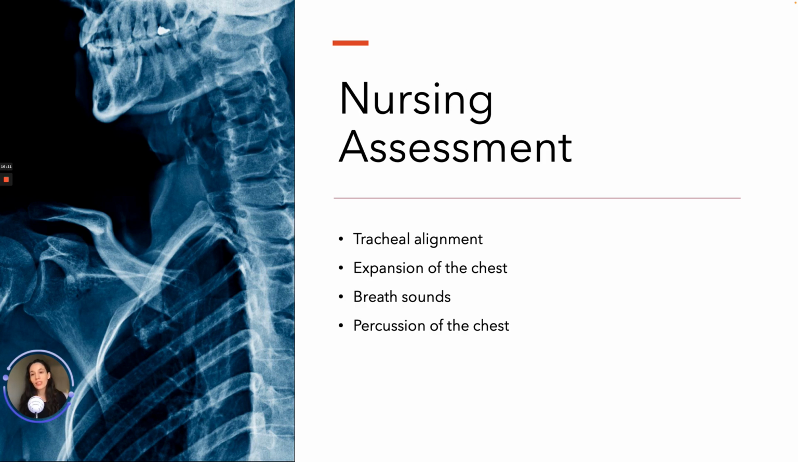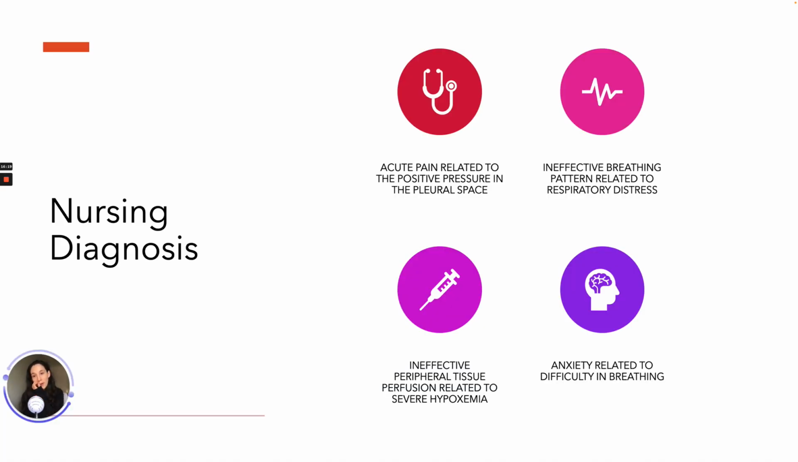So our nursing assessment should look for tracheal alignment, expansion of the chest, breath sounds, and percussion of the chest. Our nursing diagnoses can include things like acute pain related to positive pressure in the pleural space, ineffective breathing patterns related to respiratory distress, ineffective peripheral tissue perfusion related to severe hypoxemia, and anxiety related to difficulty in breathing.